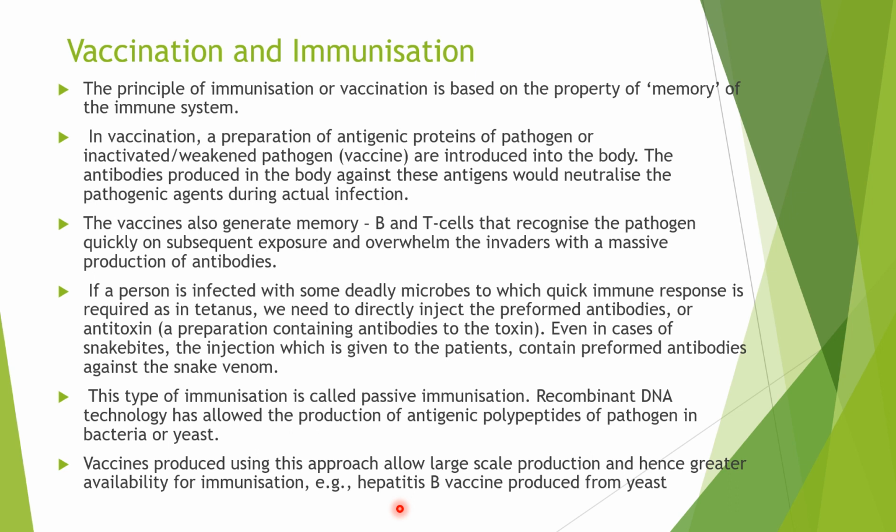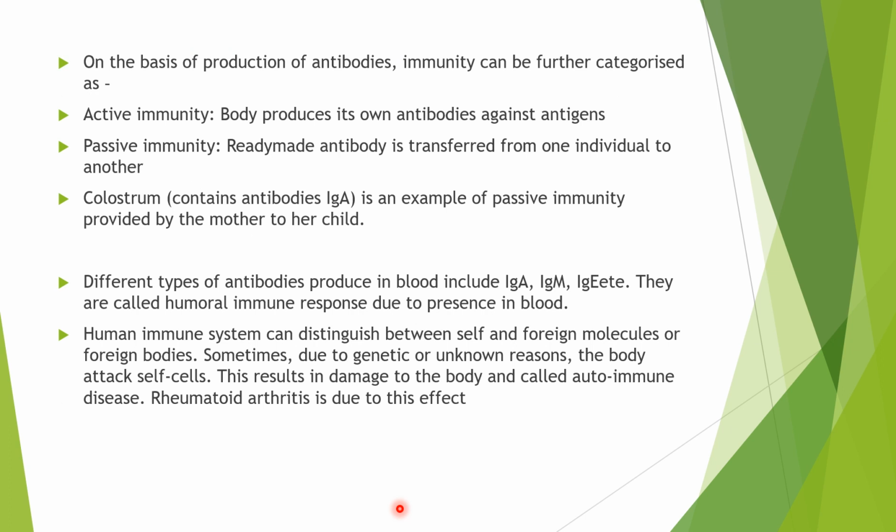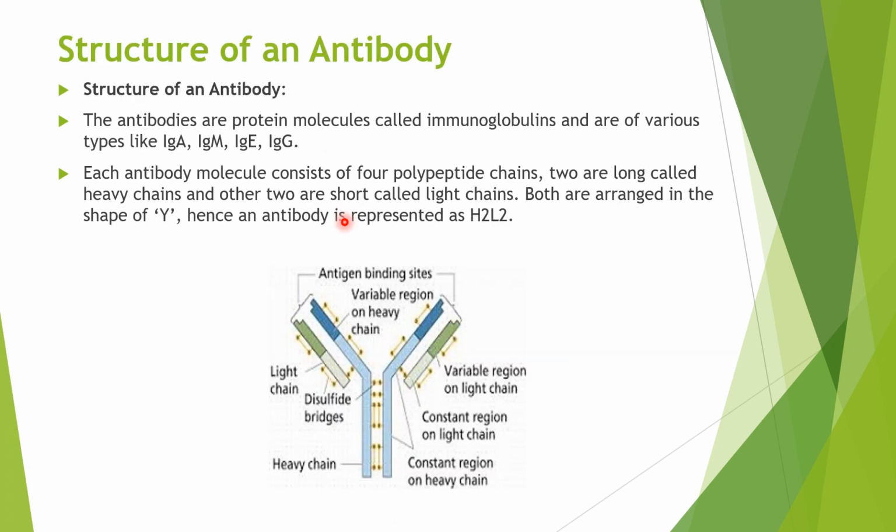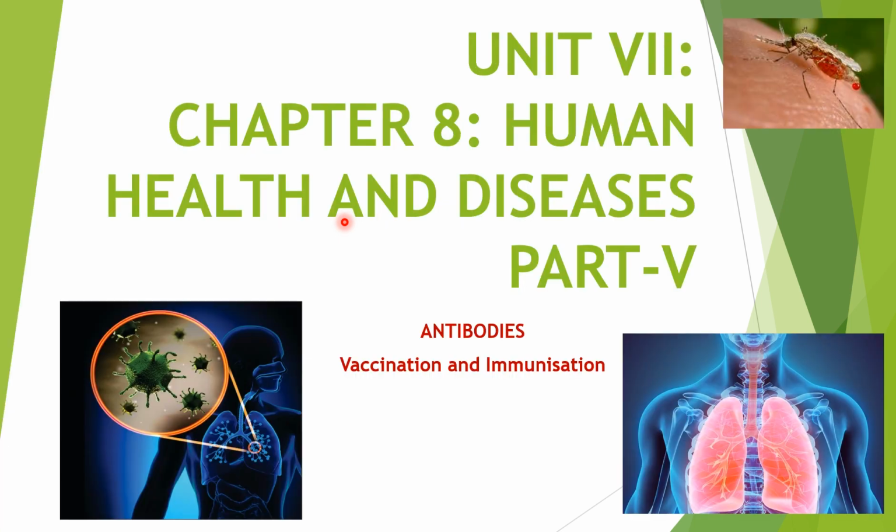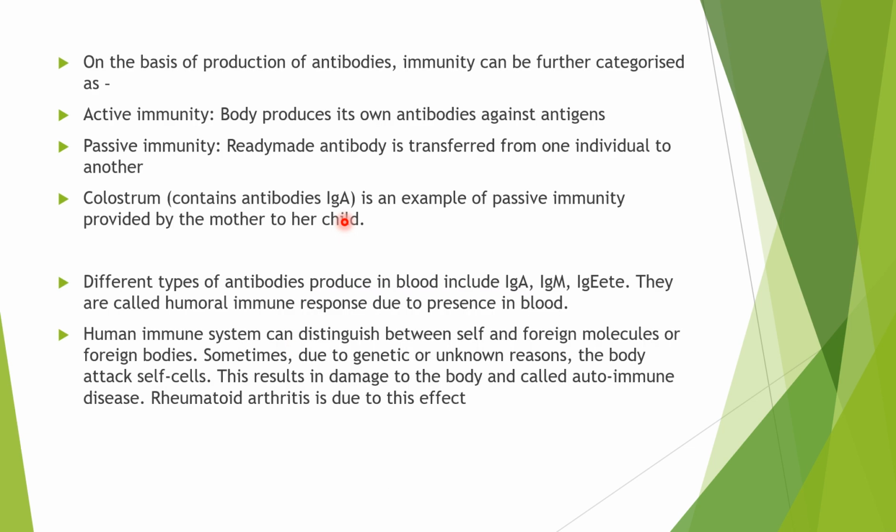So active immunity is different, passive immunity is different. Also there is a light chain and a heavy chain, and hence the antibody is represented as H2L2. So this is the structure of an antibody. Then we covered what active immunity and passive immunity are, and what colostrum is, which contains IgA antibodies.